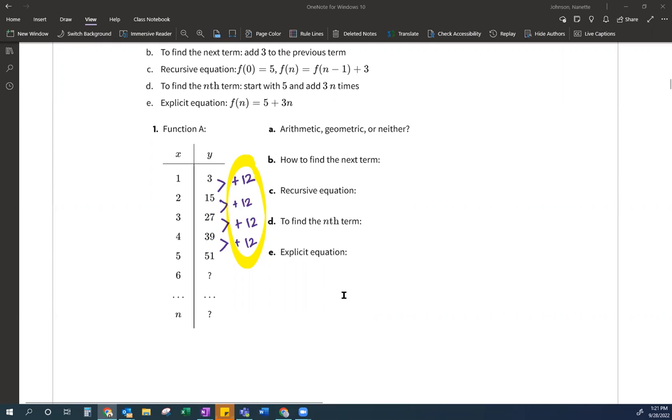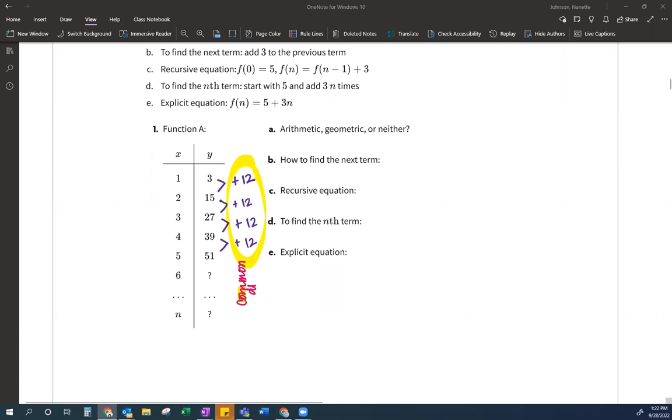Very good. Someone said, Miss Johnson, that's the common difference. Okay, so I'm just going to write common difference over here. You can call it a common difference, a constant difference. Someone else said, hey, Miss Johnson, that's the slope. Very good, or the slope. And someone else said, hey, Miss Johnson, I know that it's arithmetic. Exactly. Because earlier our friend told us that if it's being added by 12, adding means arithmetic. So I already know that it's arithmetic.